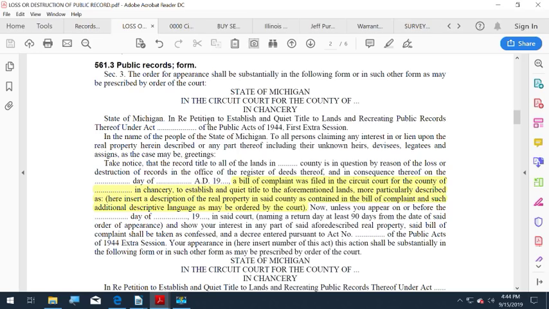Right, State of Michigan, in re petition to establish quiet title, lands, public records, and so on. So after this now, because you're not doing it as the state of Michigan, you're doing it as you, then it would have different wording. But the idea is that this is the heading on where you need to put to have it get into the right jurisdiction. Put it in all caps, State of Michigan in the circuit court for the county of Kent, or whatever county you're in, in Chancery. And when you give it to the clerk that way, it'll get into the right jurisdiction.